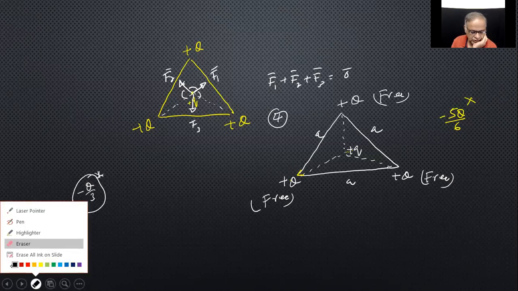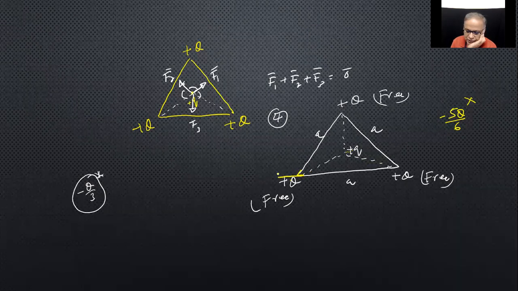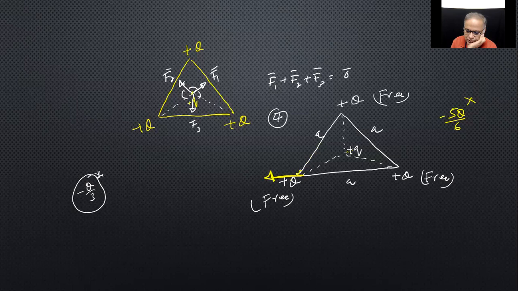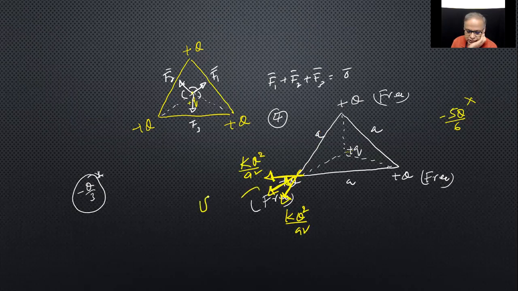Okay, I'll sing the solution, you listen. This plus q, if I consider, this plus q will repel it. That plus q also will repel it with the same force. So these two forces are k q into q, that is k q square by a squared, because the distance we thought a. This is also k q square by a square. The angle is 60, so the resultant of these two will be root 3 k q square by a square. But we have not considered the force of this. That force also will be repulsive, right?